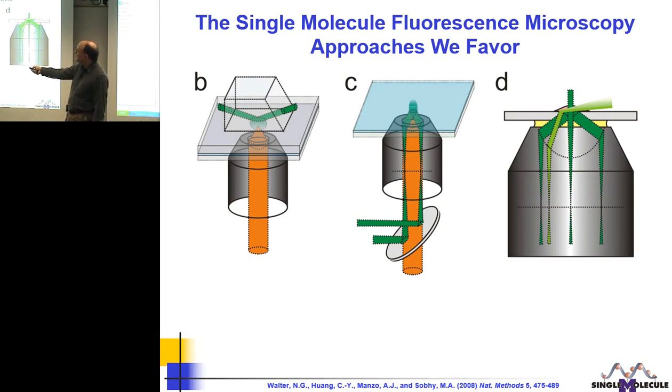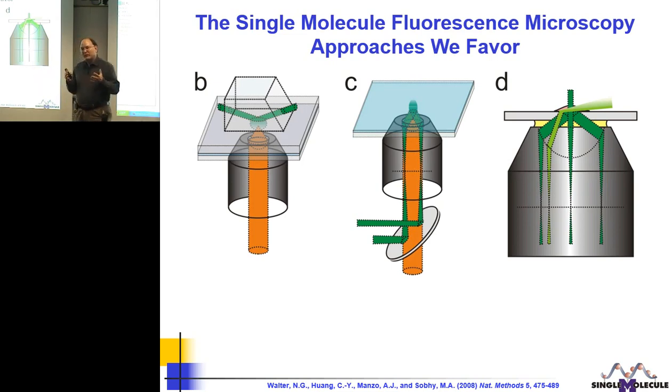And as a consequence, you illuminate only molecules at the very surface. Anything that's floating about in solution will not be illuminated. And that allows us to zoom in on those molecules and get fluorescence directly from those through a microscope objective here and collect that here in orange and analyze it.